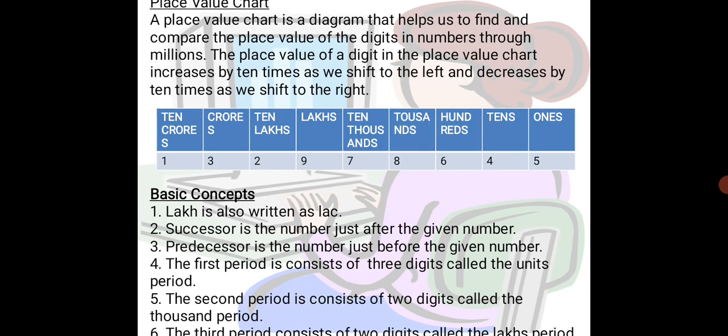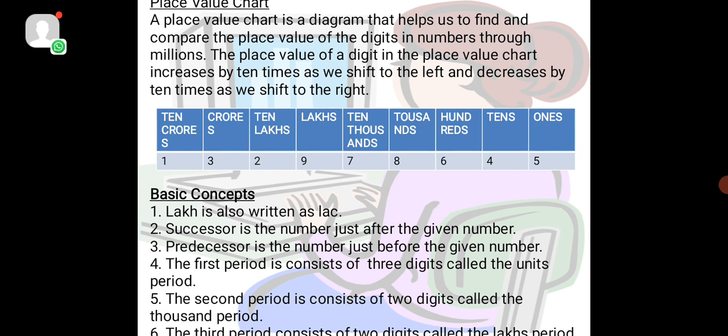I will start my lesson with the place value chart. What is a place value chart, children? A place value chart is a diagram that helps us to find and compare the place value of the digits in numbers through millions. The place value of a digit in the place value chart increases by 10 times as we shift to the left and decreases by 10 times as we shift to the right.